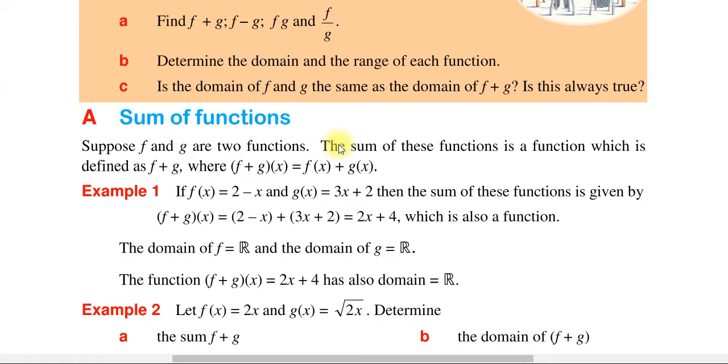Suppose f and g are two functions ናቸው እንበል። The sum of these functions is a function which is defined as f plus g, where f plus g at x is equal to f of x plus g of x. እንግዲህ f plus g ማለት f plus g at x ማለት ነው። እሱን ደግሞ ስንተነተነው f of x plus g of x ጋር እኩል ነው። ለምሳሌ f of x is equal to 2 minus x ቢሆንና g of x ደግሞ 3x plus 2 ቢሆን then the sum of f and g will be 2 minus x plus 3x plus 2 እናደርገዋለን። Then ስንት ይመጣል?